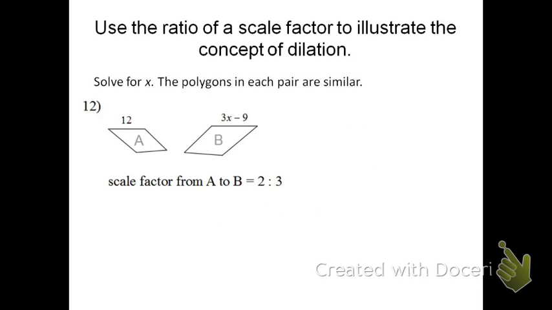Okay, number 12. This time it gets a little bit different, instead of just one term, now we have a binomial in part B. So, the scale factor from A to B is 2 to 3. So, we can set this up where we have 12 from part A divided by 3x minus 9, and that's equal to 2 over 3.